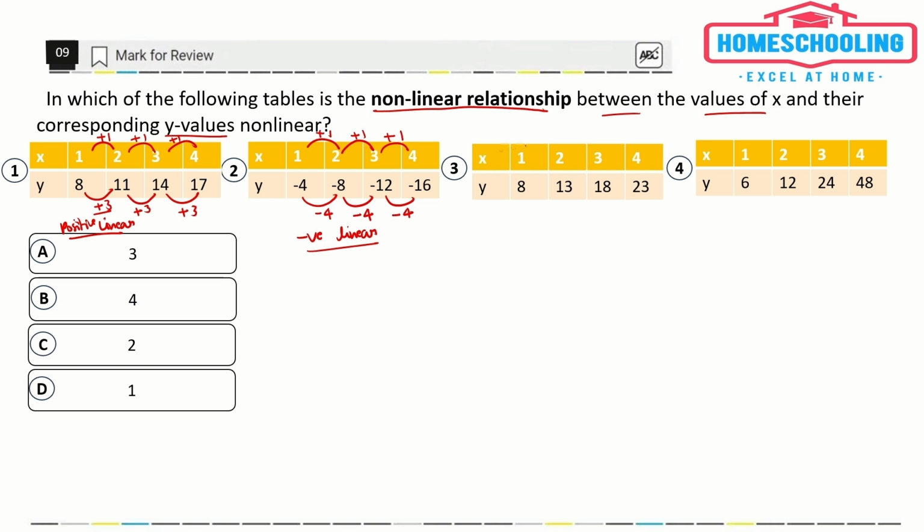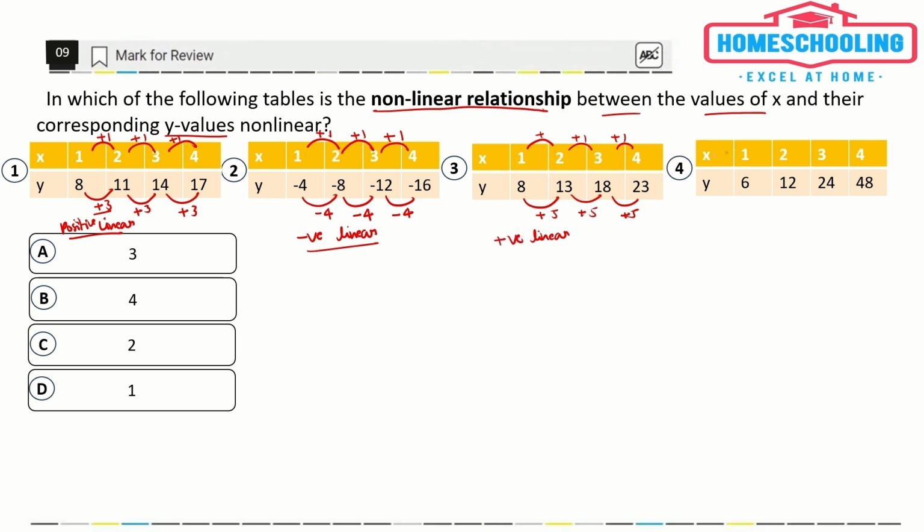Now let's see table number 3. Plus 1, plus 1, plus 1 increase. Here we are increasing by plus 5, plus 5, plus 5. So this is also a linear, and when x value is increasing, y value is also increasing, so it is a positive linear relationship.